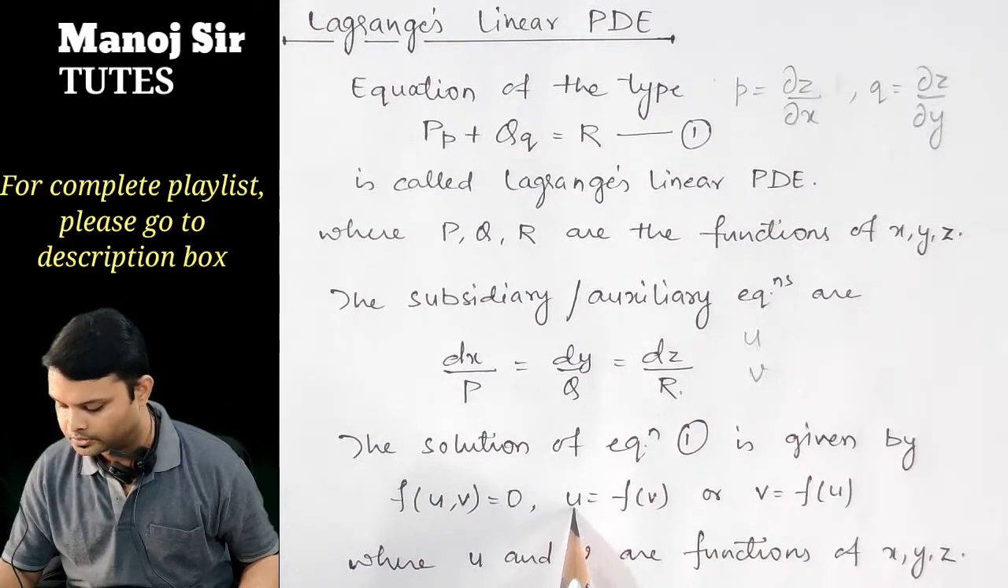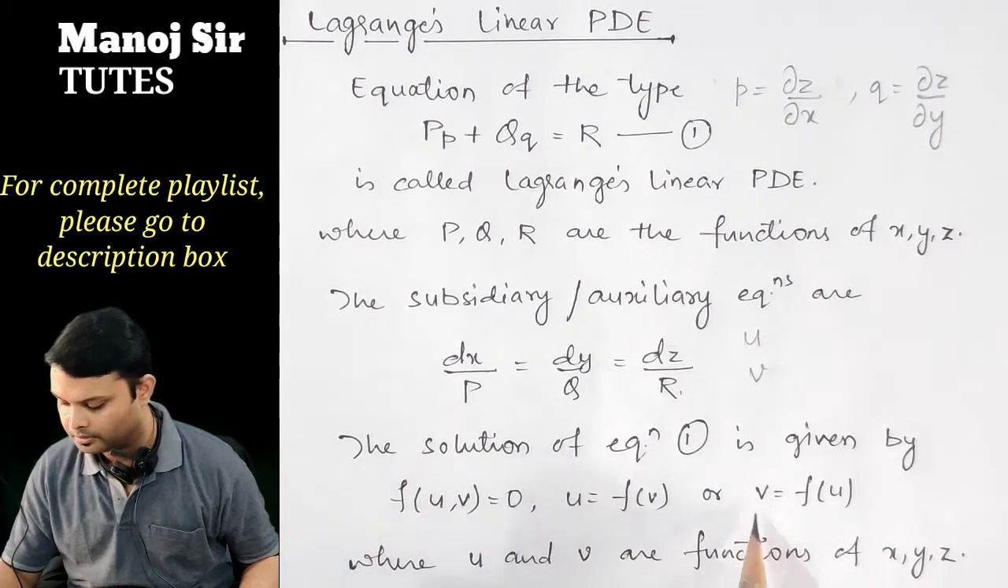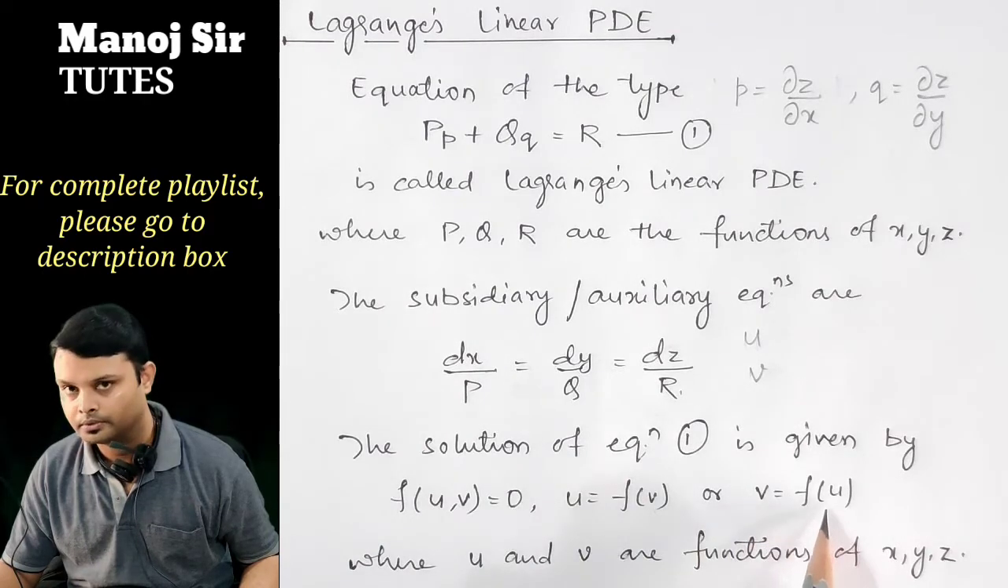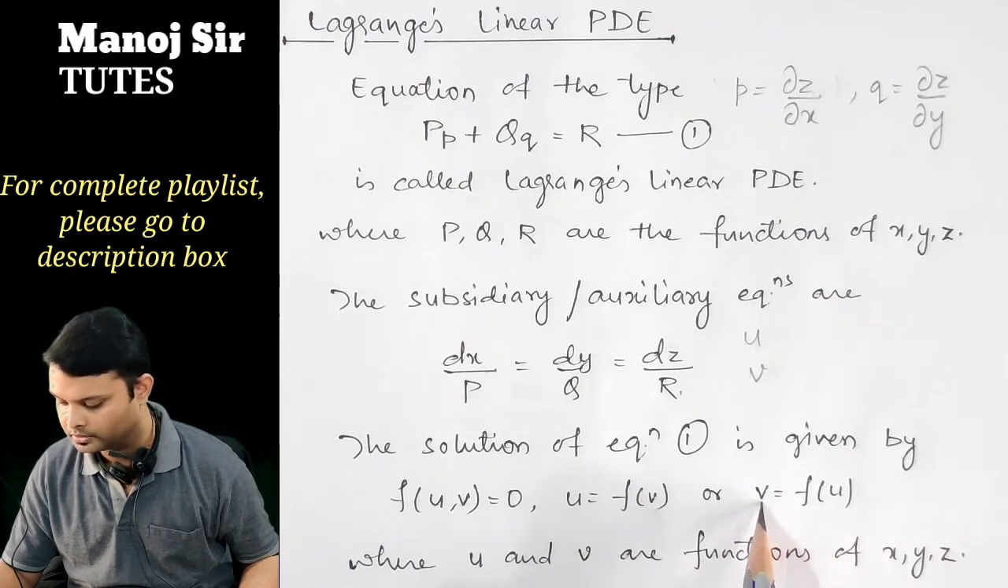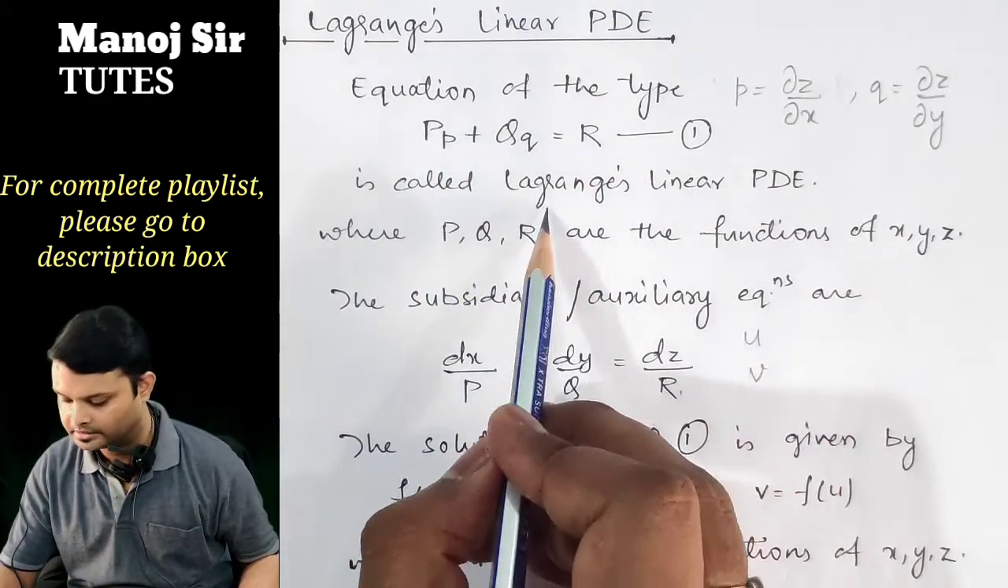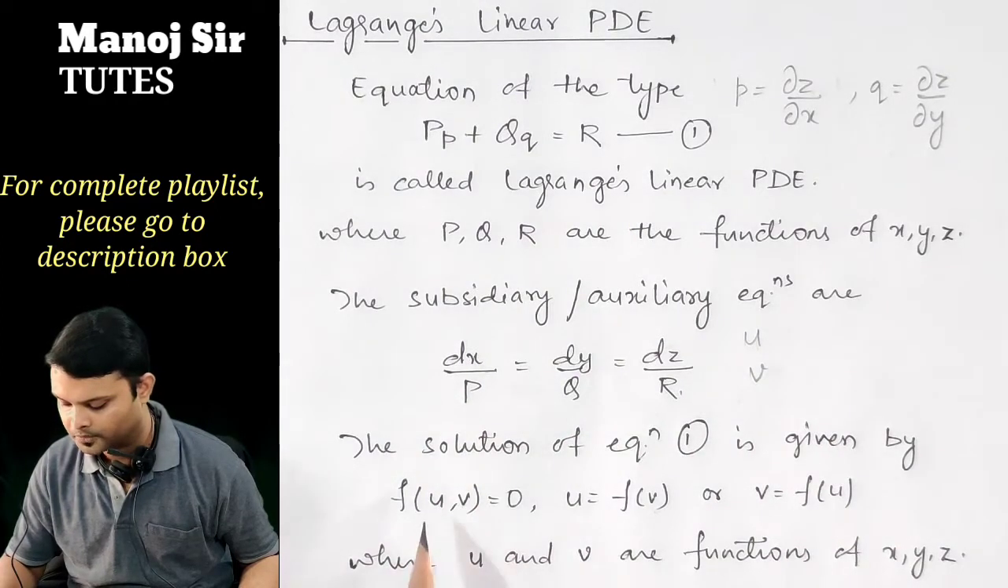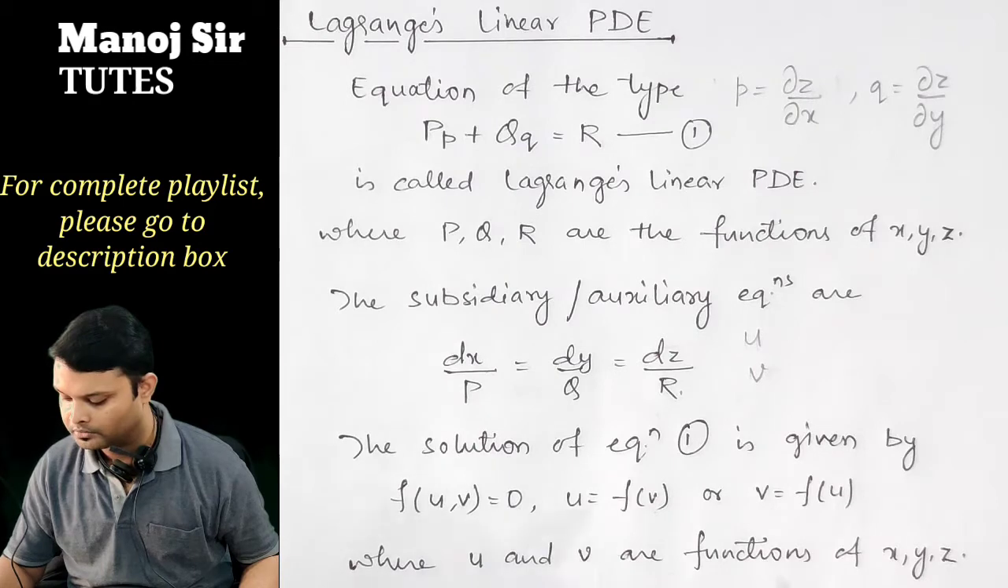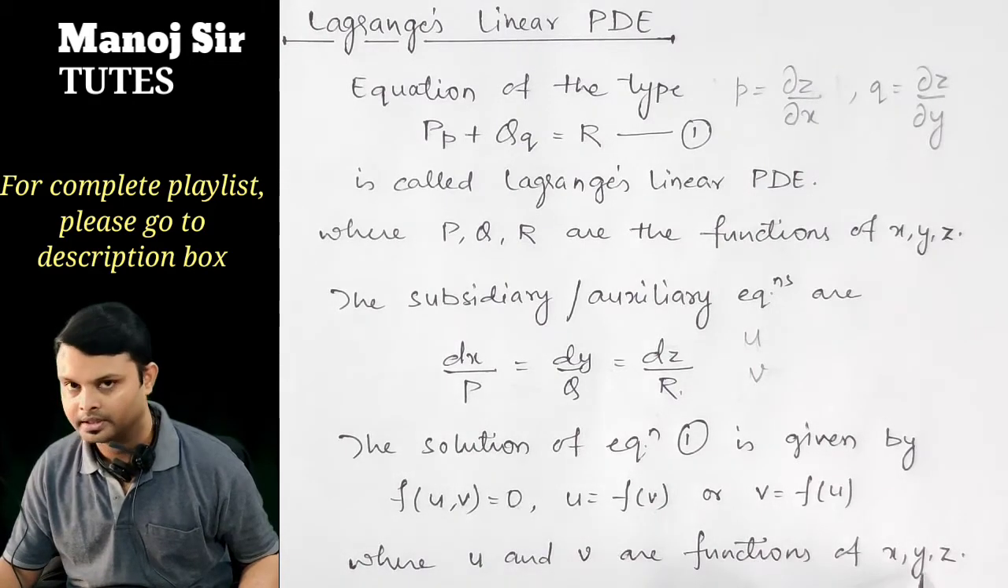Second format is u equals f of v, and the third format is v equals f of u. I will be using this format to show the solution of any Lagrange's linear partial differential equation. What is u and what is v? Where u and v both are functions of x, y, and z.